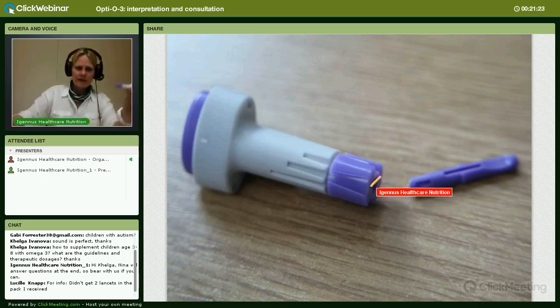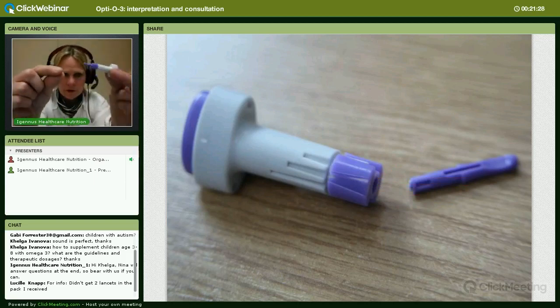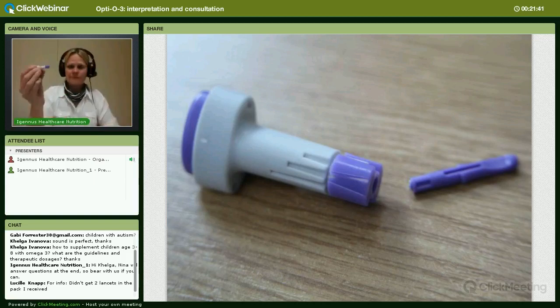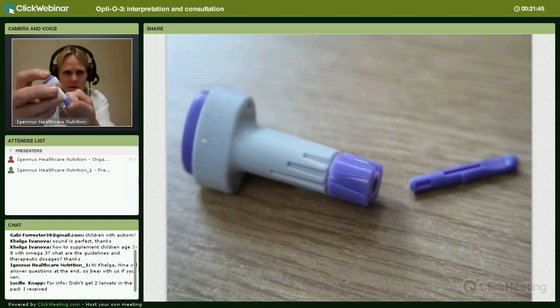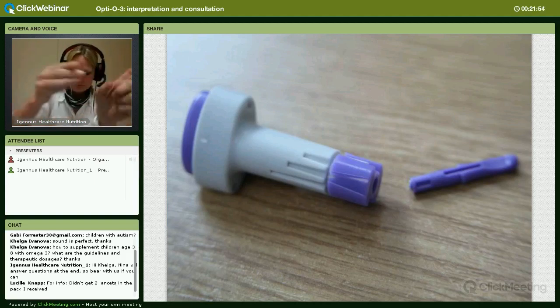Now, there's a bit of a knack to getting this off, and if I can get this in front of the camera: we hold, take the end, twist, and pull. And then we are ready to take the blood sample. So where we are, the thing on the end of the finger, push it down, and then you have some blood.